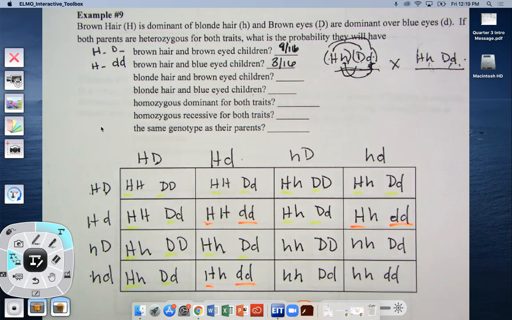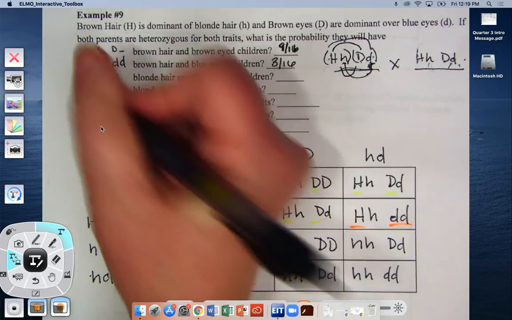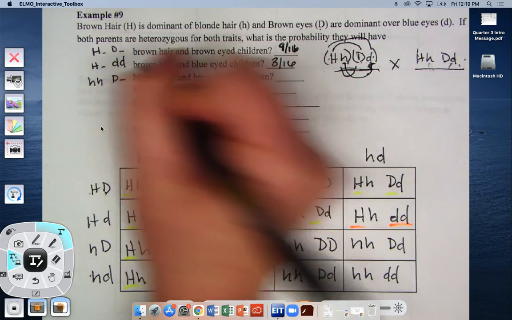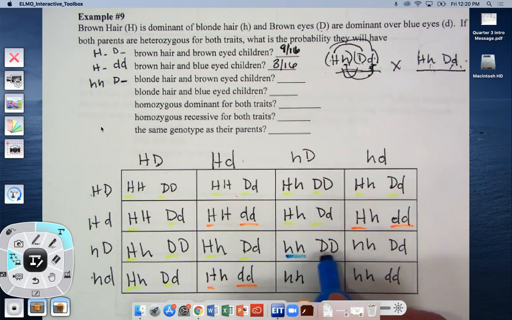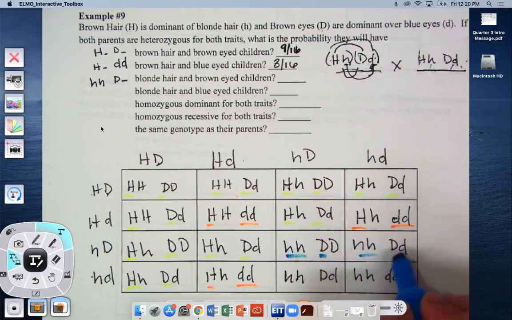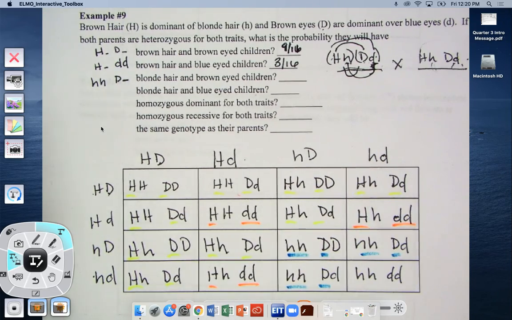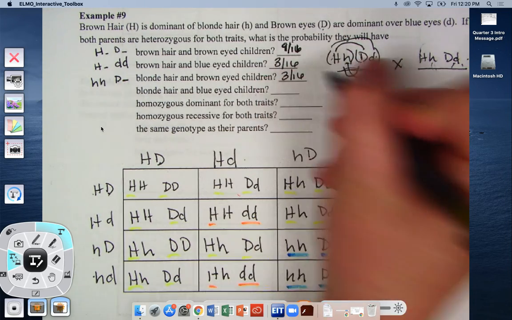Blonde hair and brown eyes. On your paper it says blue. That was a mistake, so I switched it to what I want, which is for you to have blonde hair, but then you have brown eyes. So we're looking for that situation. So here, here, and here. 3 out of 16.